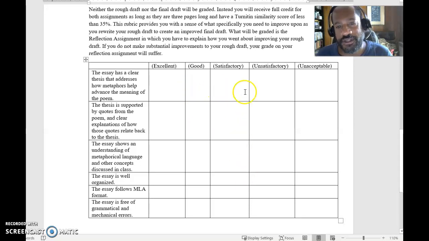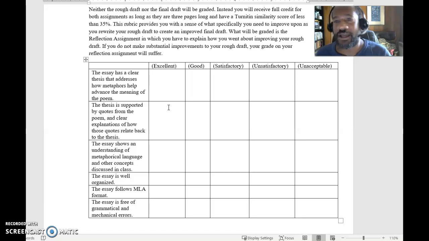If you only got a good or a satisfactory in there, you're like, well, I need to improve that, right? If you got an unsatisfactory someplace, you really need to do some improvement on that. And so this is just a guide to tell you what to do as you move from your rough draft to your final draft. When you do your final draft, I'm going to mark this up, and what I'm going to expect to see is some kind of improvement. I want to see things moving to the left here, over to the excellent side. And if I'm not seeing any movement, if your final draft looks pretty much the same as your rough draft, you're still going to get the full 40%, 40 points on that.